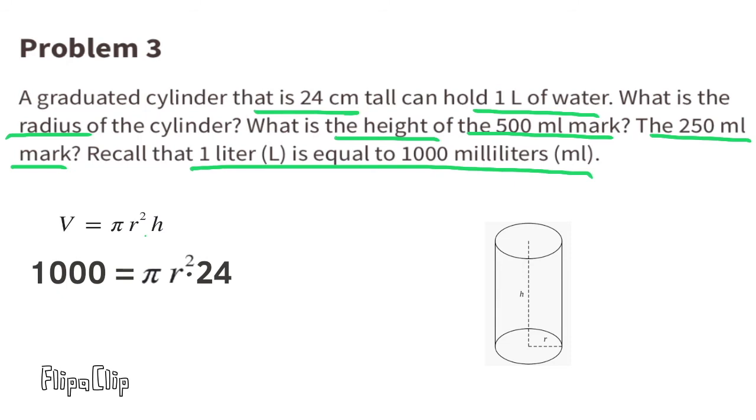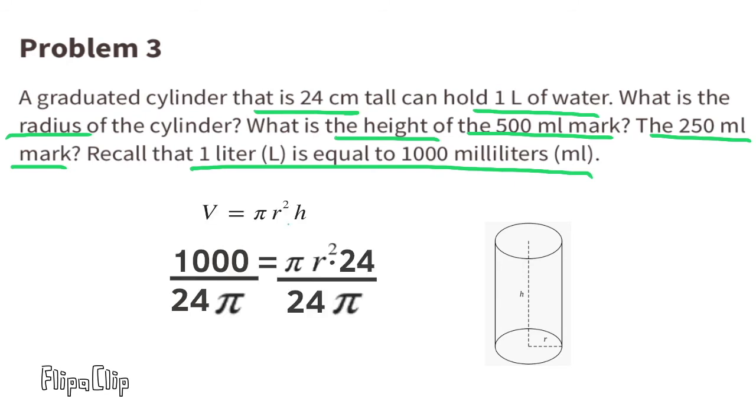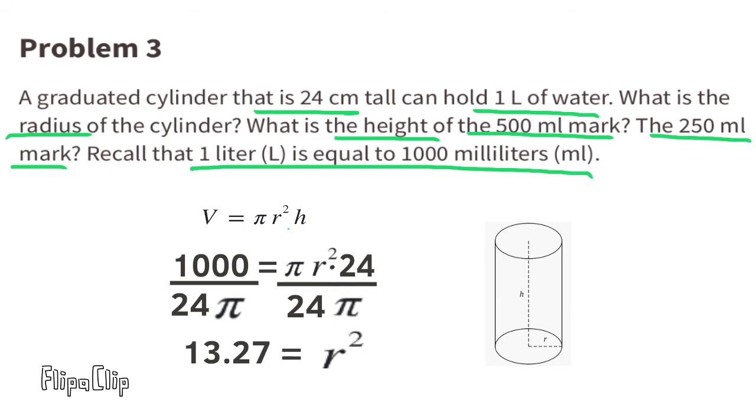Since we need to find the radius, we're going to divide both sides by pi times 24. On the right-hand side, pi times r squared times 24 divided by 24 times pi leaves us with r squared. That's why we did it. Now on the left-hand side, we also have to divide the 1,000 by 24 times pi. And 1,000 divided by 24 times pi equals 13 and 27 hundredths. So the radius squared equals 13 and 27 hundredths. What number times itself equals 13 and 27 hundredths?